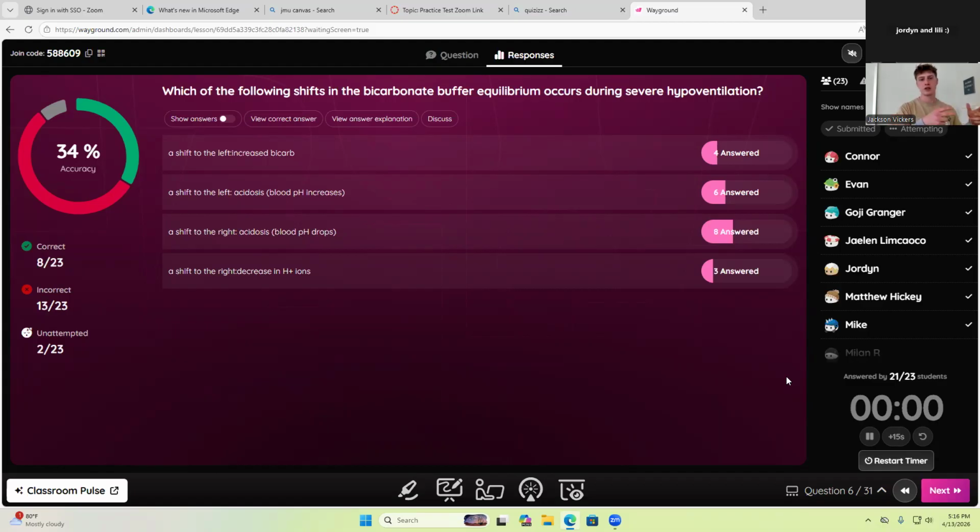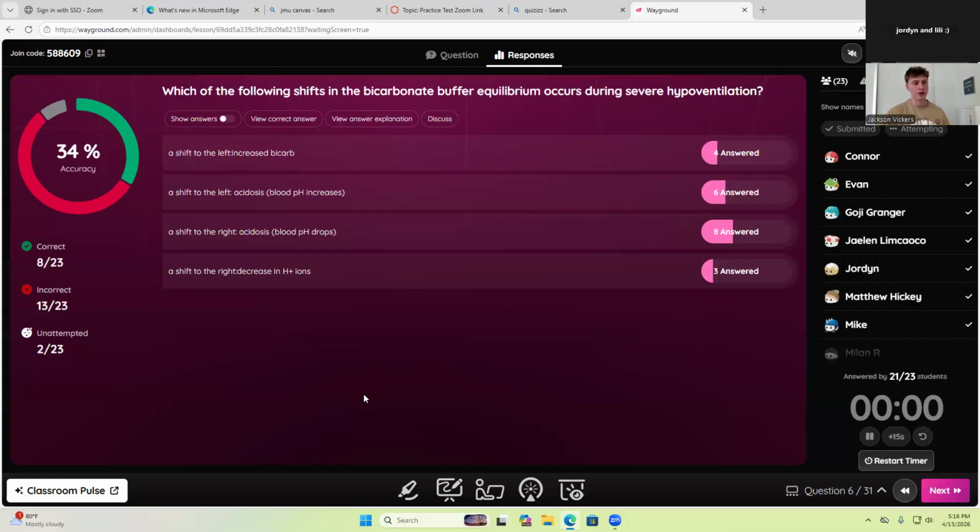And then carbonic acid breaks down into bicarbonate and a proton, so H plus, or the hydronium ion. And the hydronium ion is the big thing that is going to lead to acidosis, that lowers the pH, makes things acidic. And so the answer here is a shift to the right, acidosis. So in hypoventilation, we can think about, we're breathing a lot slower.